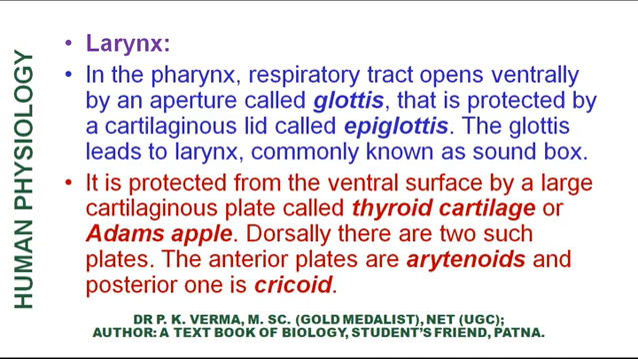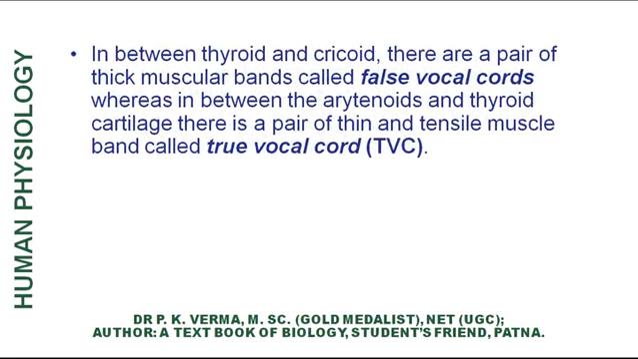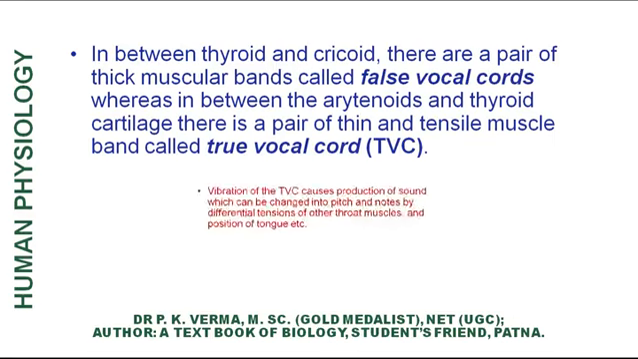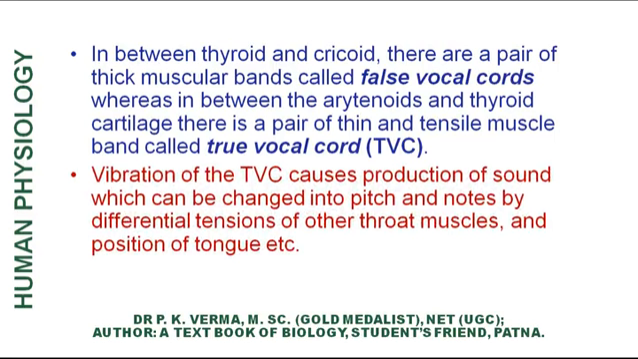Dorsally there are two such plates. Anteriorly there are two arytenoids and posteriorly there is a single cricoid. In between thyroid and cricoid, there is a pair of thick muscular bands called false vocal cords, whereas in between the arytenoid and thyroid cartilage, there is a pair of thin and tensile muscles known as true vocal cords.